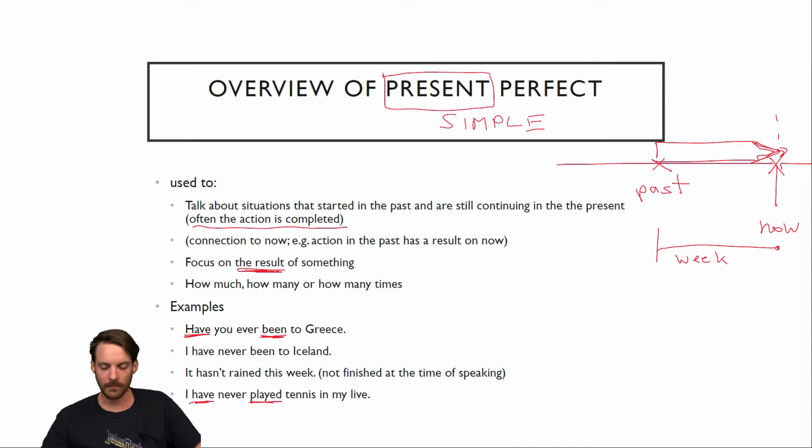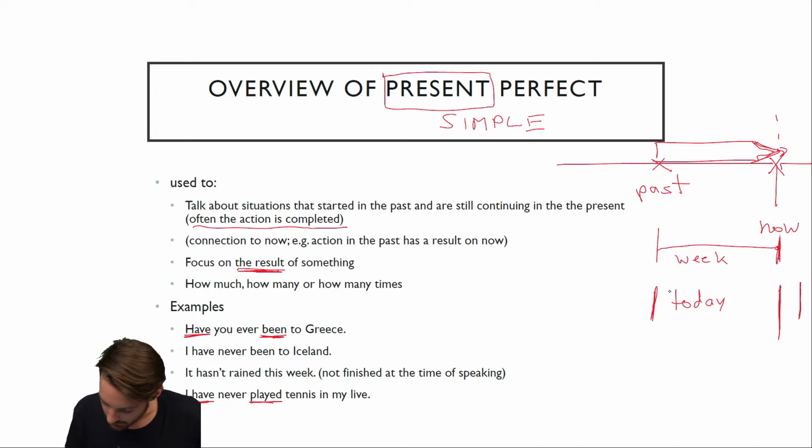I think it is more important to understand this concept I've outlined here. You can also use it with today, for example. That's today, the whole of today, and we're now here, for example. Let's do it the other way. That's today.